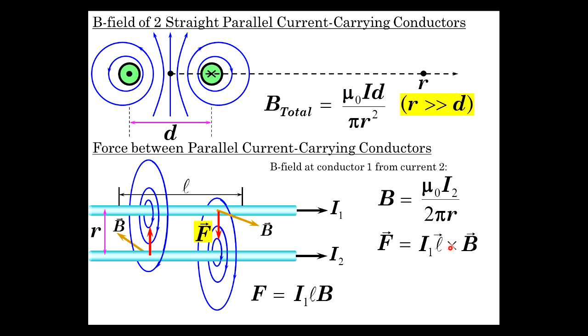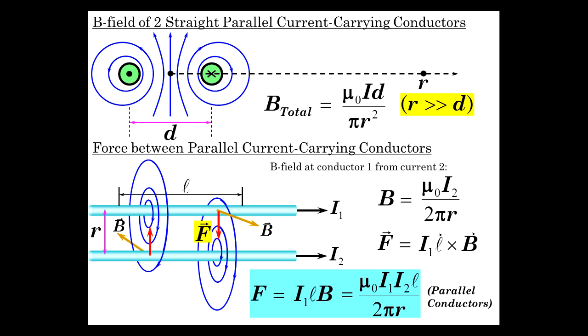So here it is. The cross product is complete. So ILB, I1LB, in the B field of current 2. So that B field is this. So multiply it by this quantity, and we get mu 0 I1 I2 L over 2 pi r. That's for parallel conductors. And you can probably surmise what the nature of the force is going to be if one of the currents is in the other direction.